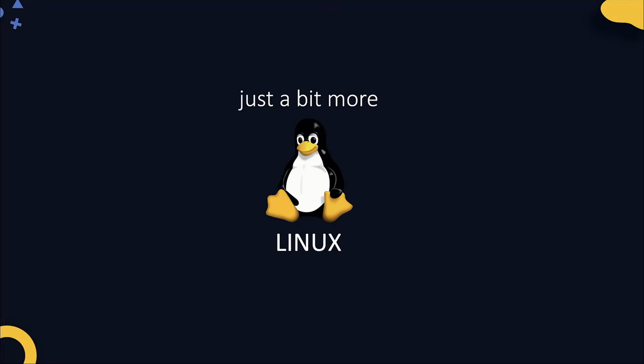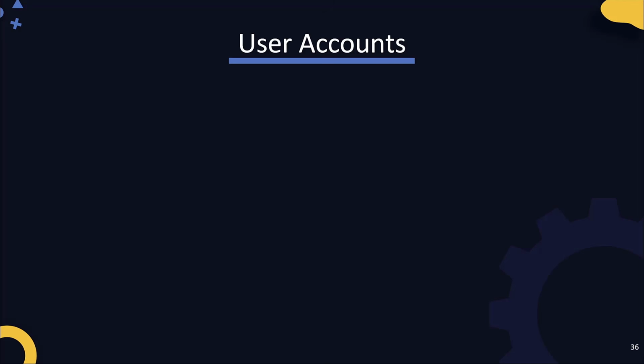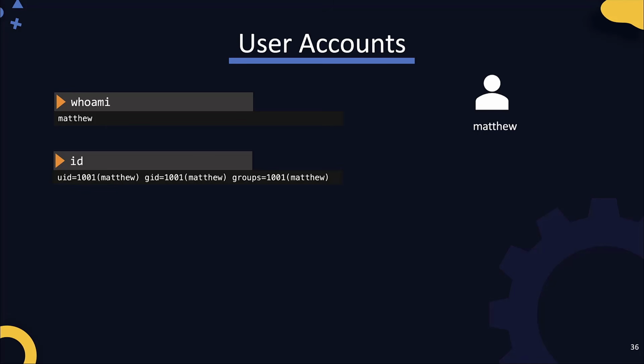Let us now look at some more Linux commands that will help you get through this course. We will start with user accounts. To know which user you are, run the whoami command. In this case, it says you are user Matthew. The id command gives you more information about the user, such as the user's ID, which happens to be 1001, and the group ID and the groups that the user is part of.